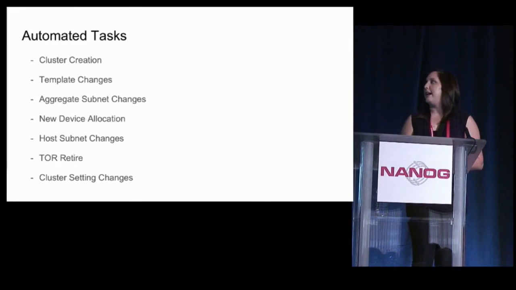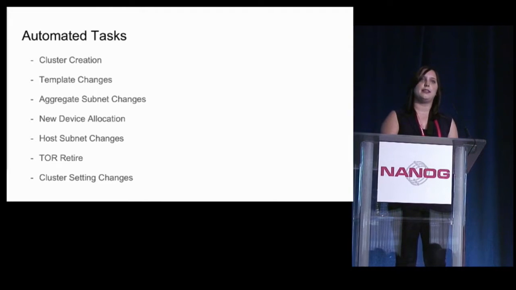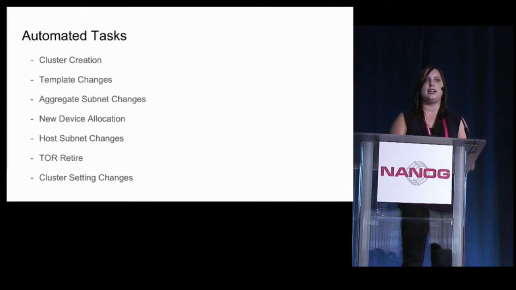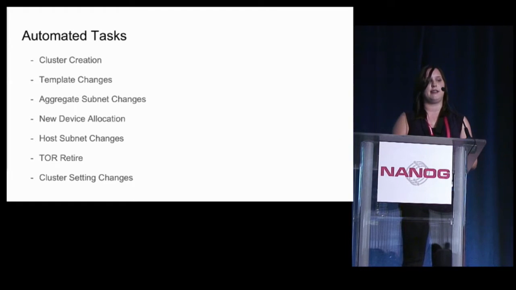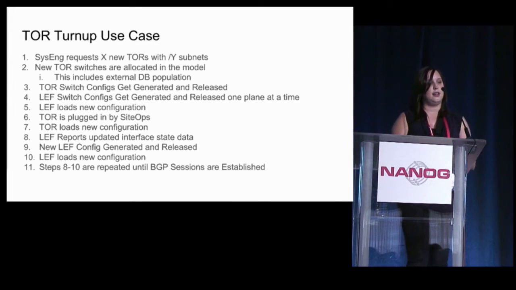All right, so here are some of the tasks that we've automated with this system. You'll notice that it closely aligns with those config triggers I mentioned, because any kind of network change will produce a trigger, and that's what causes these tasks to occur. So these are things like cluster creation, template changes, subnet changes, allocations, retires, and cluster settings. So let's walk through a specific use case. This is a pretty common one we have.